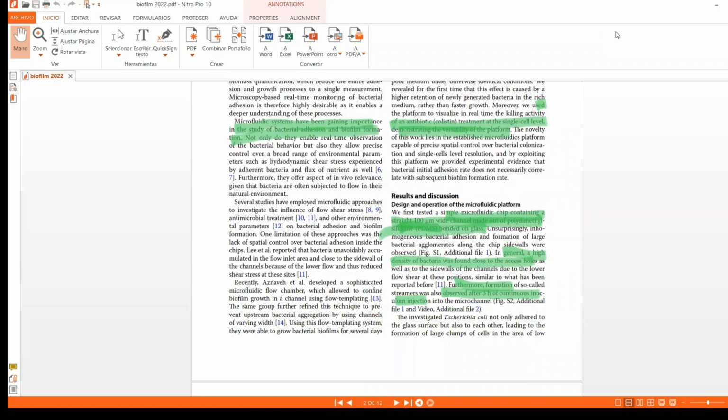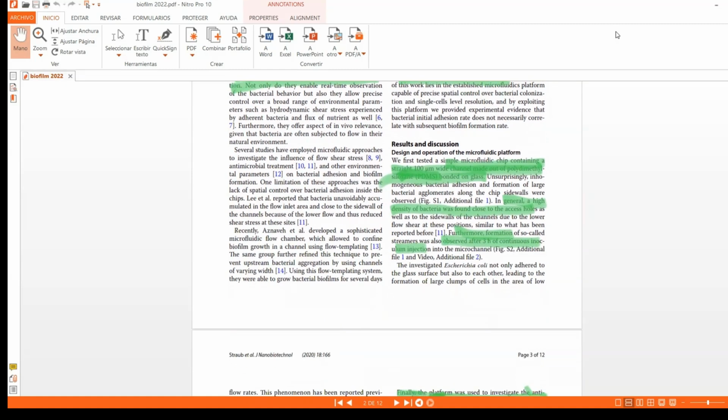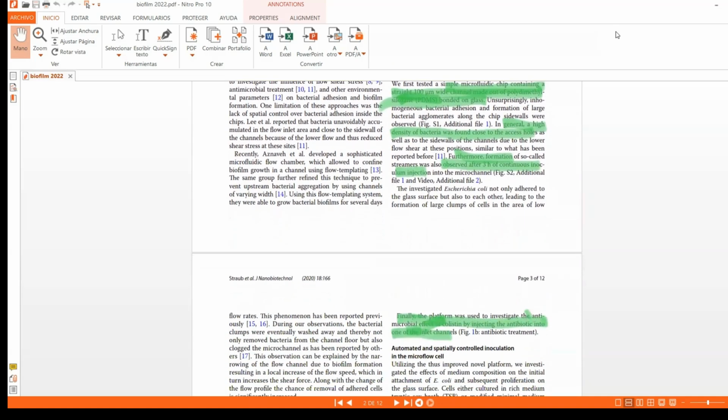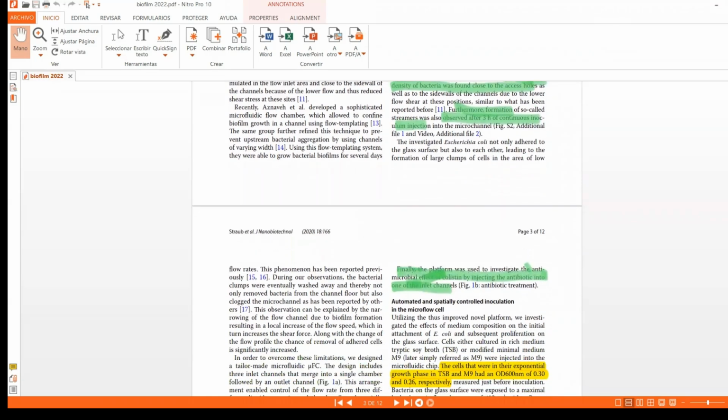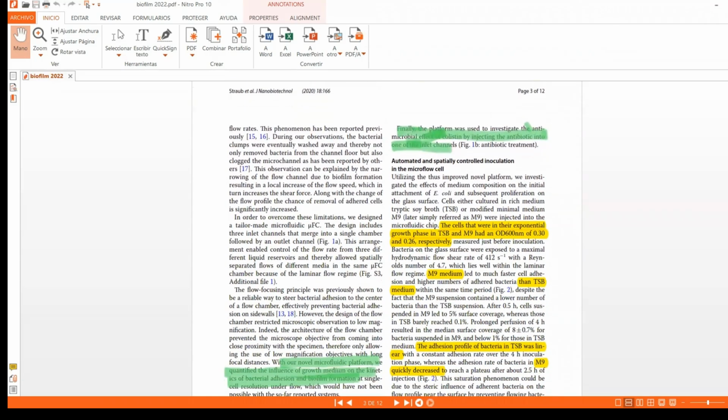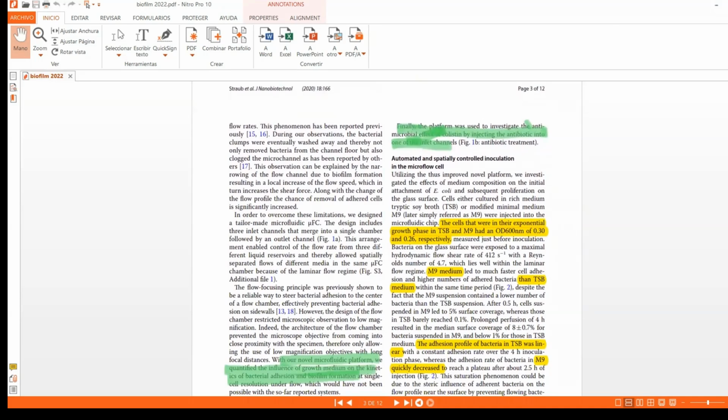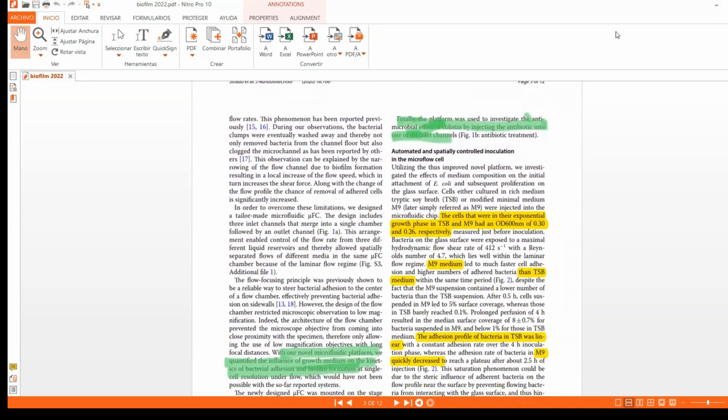In the results and discussion, they tested a microfluidic chip made out of PDMS bonded on glass. And then they observed after 3 hours of continued inoculation using Escherichia coli as the model bacteria strain. They used this model to observe the killing activity of an antibiotic in real time. Here we can observe they used two kinds of media, M9 medium and TSB medium.